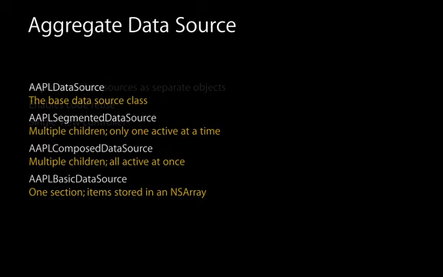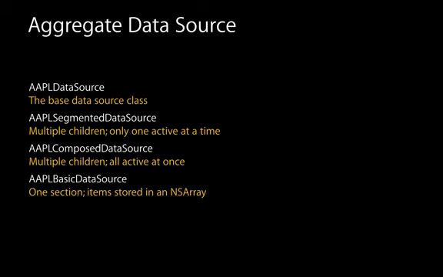So let's take a look at the 4 intrinsic aggregate data source classes that you'll see in the sample code. The first and most important one, where all the action is, is AAPLDataSource. That's the base data source. That's where we implement the UICollectionViewDataSource protocol, as well as a host of other good stuff that we'll talk about in a little bit. On top of that, we've layered the AAPLSegmentedDataSource. And that can have multiple children, but only one of them is active at a time. Think of a UISegmentedControl. In fact, there's a good reason to think of that. It will vend out a header with a UISegmentedControl as part of its base behavior.